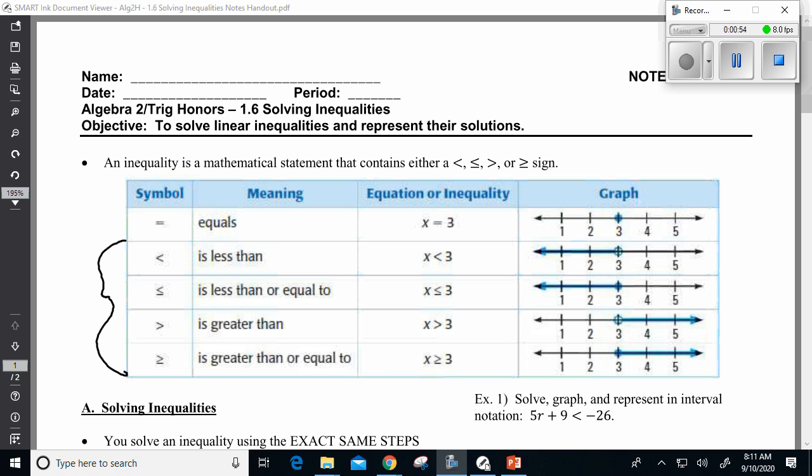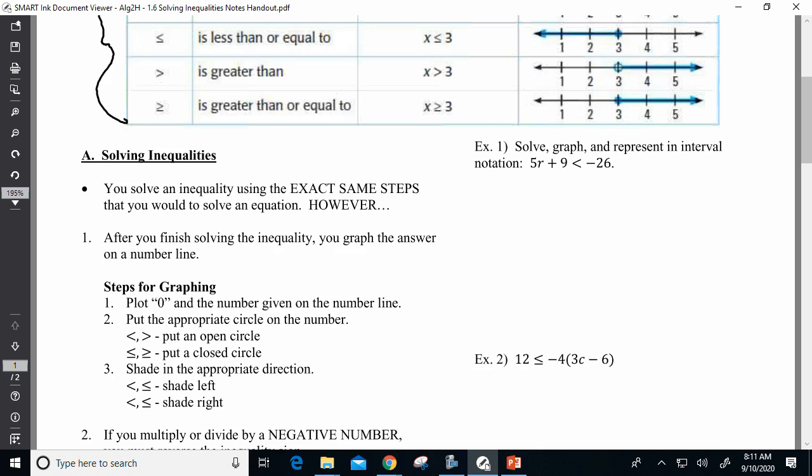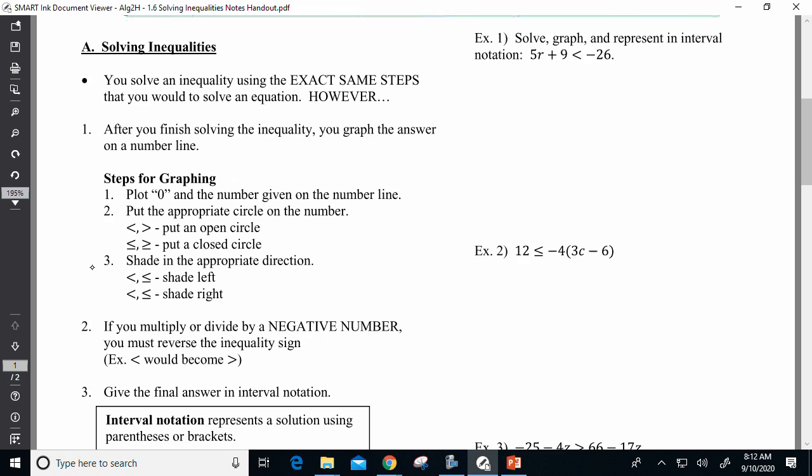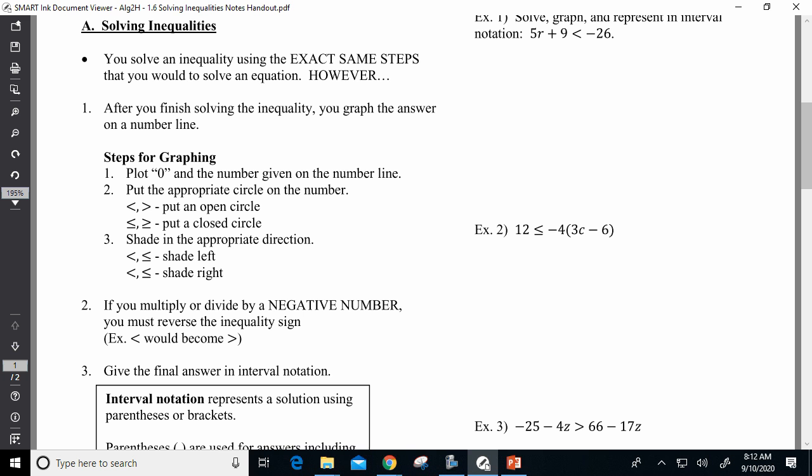But the plus side with inequalities, when we're solving inequalities, we're more or less following the same steps that you would use to solve an equation. If you can solve an equation, you can solve an inequality. There are a few things that are different. After you finish solving the inequality, you graph the answer on a number line, which I've put the steps for graphing on the number line. We'll practice that in a second.